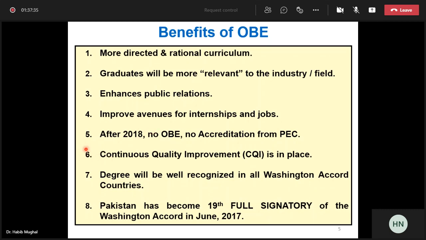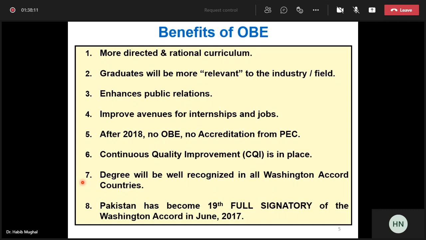And in the OBE system, there is CQI, the continuous quality improvement, okay? Continuous quality improvement. There is no end to improvement. You just do assessments, then do evaluations, then compare with the KPIs. And if we need improvements, please do improvement every year and keep on doing that. And number seven, the degree will be well recognized in Washington Accord countries.